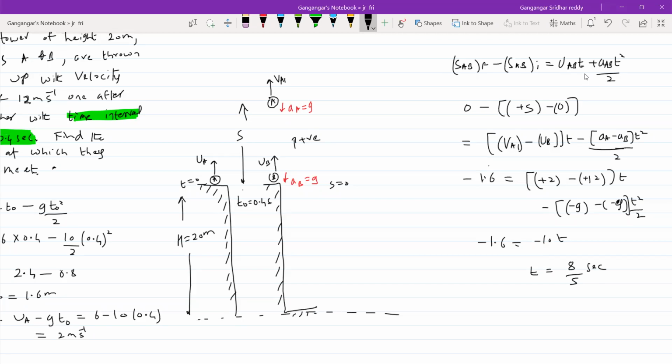8 by 50 seconds. At that particular time, so we'll calculate the velocities now, VA1, so that we'll get exact picture. VA1 minus GT. Now we are doing all this after 0.4 seconds. It's 8 by 50 seconds, sir. 8 by 50. Yeah.